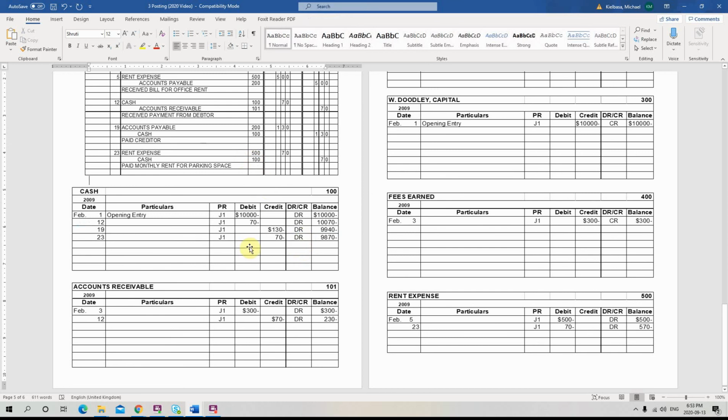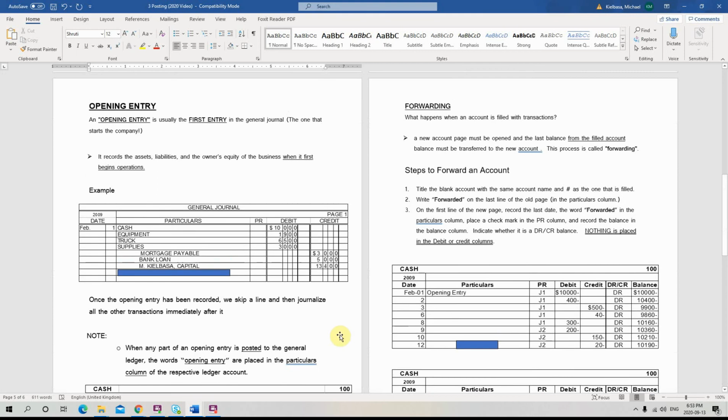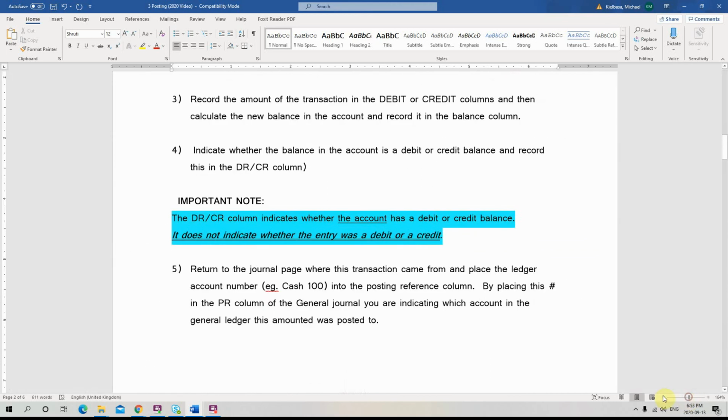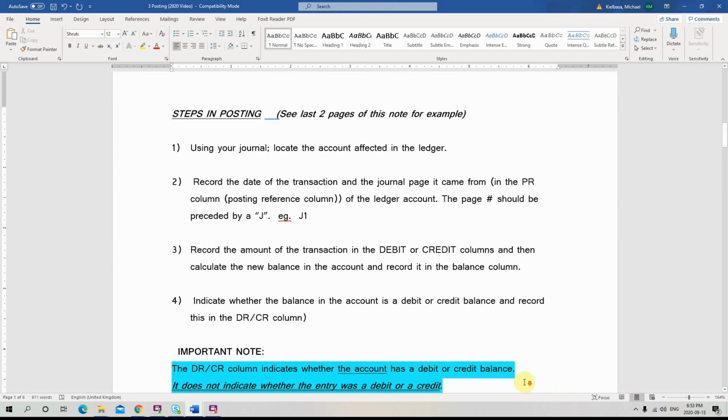Alright folks, so that is how you post. Okay, if you have any questions or can't remember the steps, again, refer to your second page, right? That indicates the steps in posting. Alright, or you can re-watch this video.